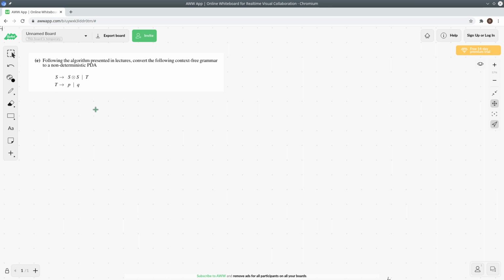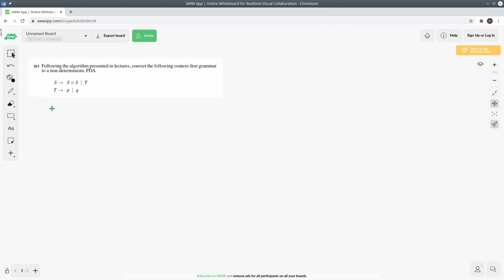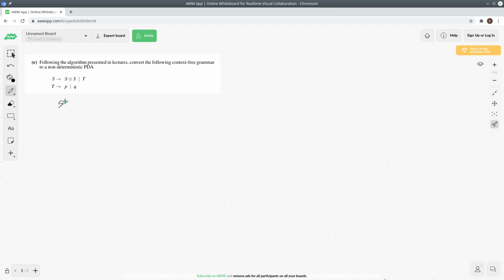Okay, so now what we have to do is convert the following context-free grammar to a non-deterministic PDA. And we do this precisely by following the algorithm given in the slides. So we're going to have 3 states, Q0, Q1, Q2, and Q2 is the only final state.